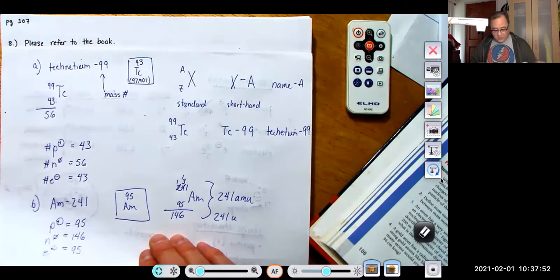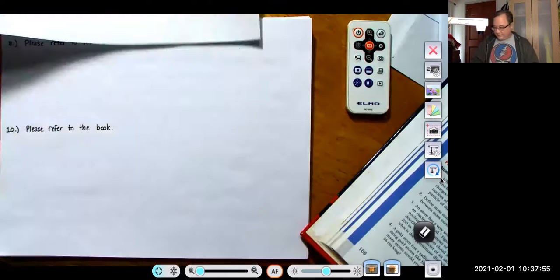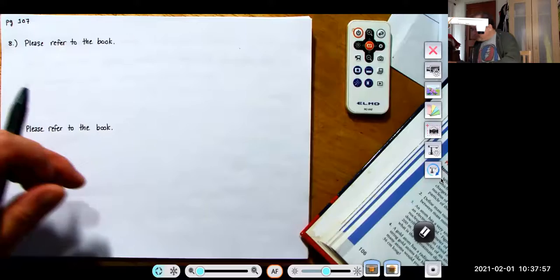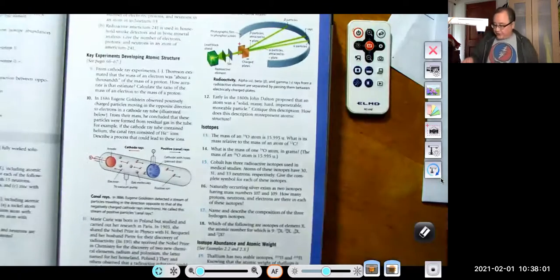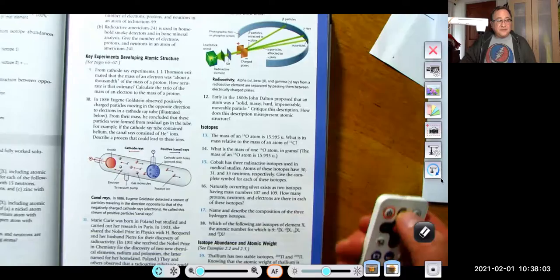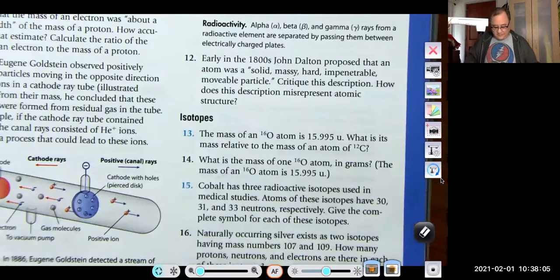Okay. We're going to move on to number 10. And let me zoom in on this so that you can read it. Move that over just a little bit.